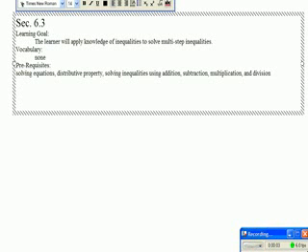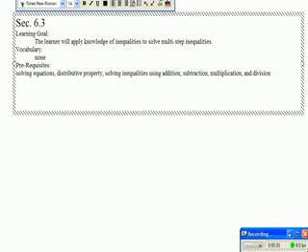This video is for Algebra, section 6.3. This section is called Solving Multi-Step Inequalities. Our learning goal is the learner will apply knowledge of inequalities to solve multi-step inequalities.